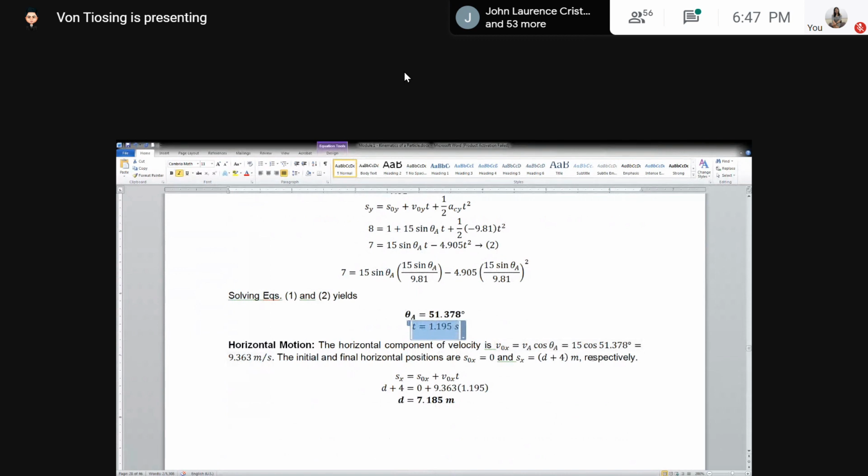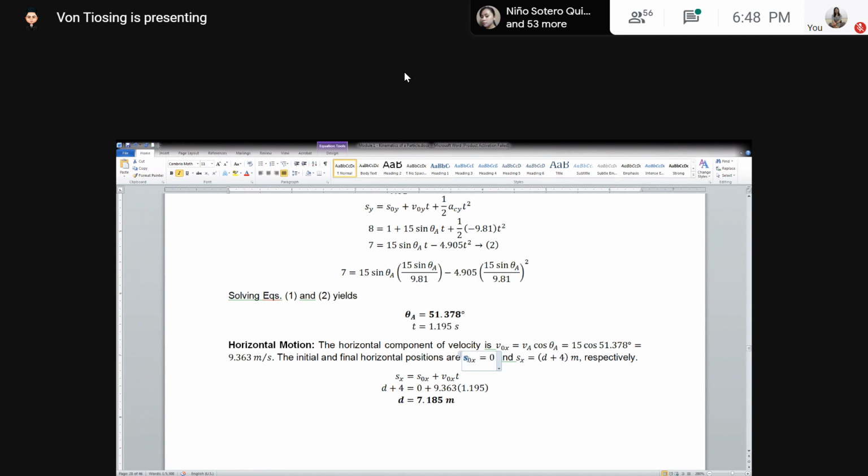Okay, actually, kailangan din naman natin yung time dito. So, the next question is, saan ka pupwesto? So, ano yung D? So, the horizontal velocity is VA cosine theta A. E nakuha na natin yung theta A na 51.378. So, we got here cosine of 51.378 times 15, 9.363 meters per second. So, tama naman to.